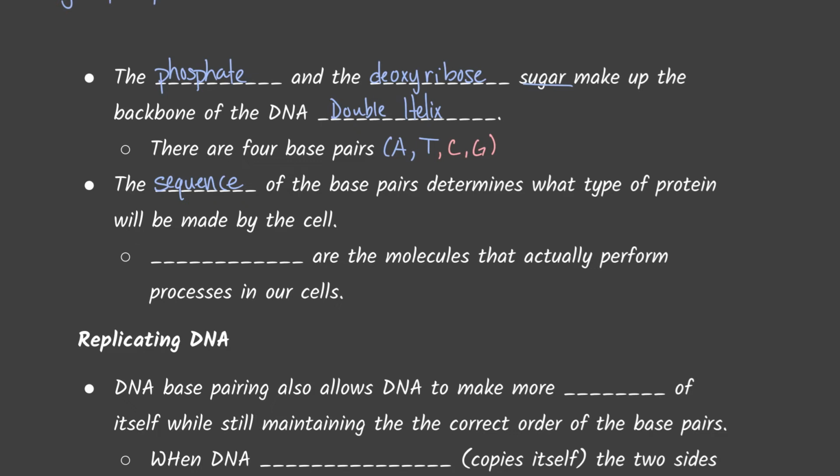And then proteins. This makes proteins, and proteins are the molecules that actually perform processes in our cells. If we need to break something down, we would use an enzyme, and that enzyme is a protein. If we need to build something in our cells, we would use a different type of enzyme, and that enzyme will also be a protein. Proteins help move our muscles. They help rebuild structures in our bodies. They are so important, and it's our DNA that allows us to make all the different types of proteins that we need in our body.